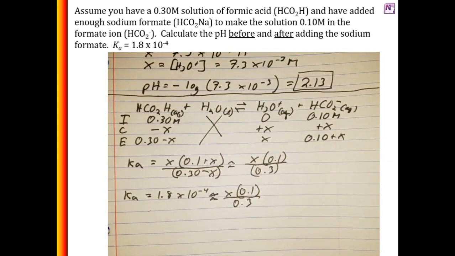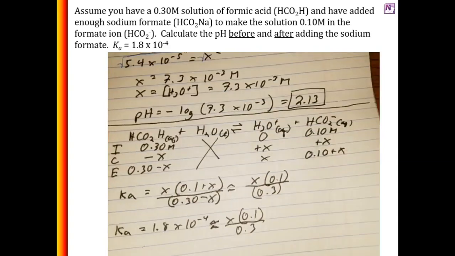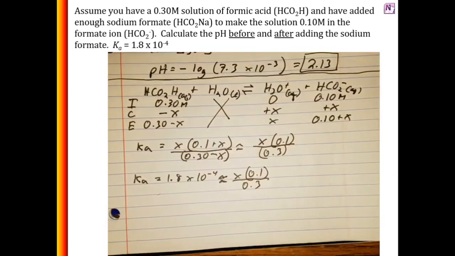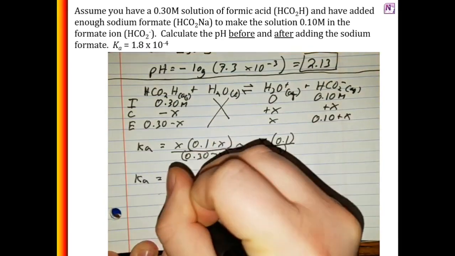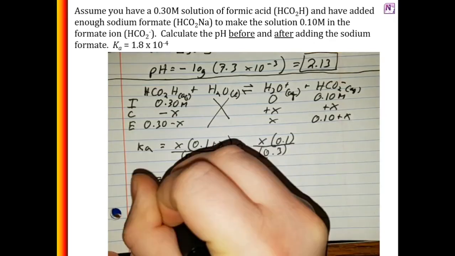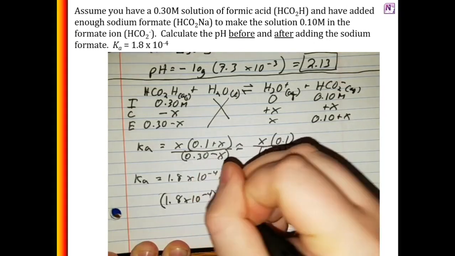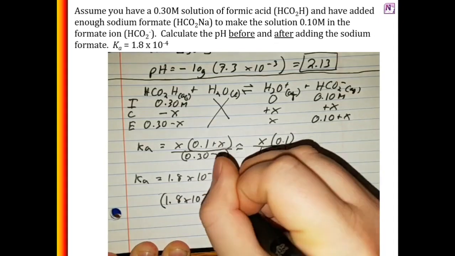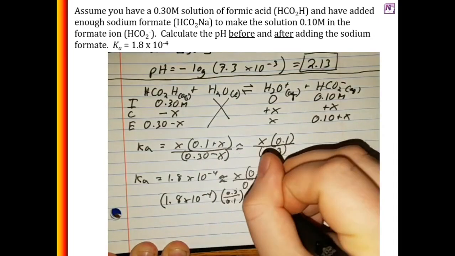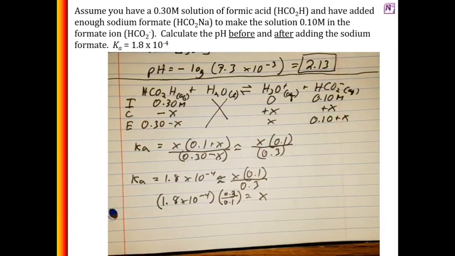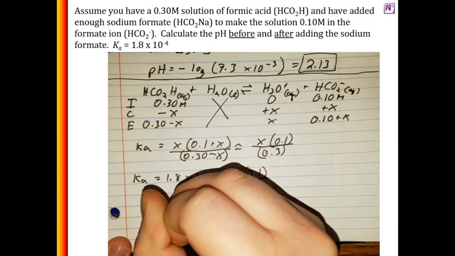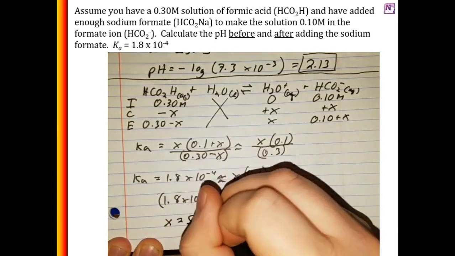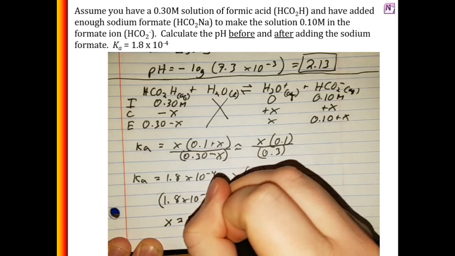Okay, so now isolating x, we can just say that 1.8 times 10 to the minus 4 times 0.3 over 0.1 equals x. Sorry if you can't read that, that's a 3. Now we just have to multiply those two together. So we end up with x equal to 5.4 times 10 to the minus 4, which is also equal to the H3O plus concentration from our ice table.